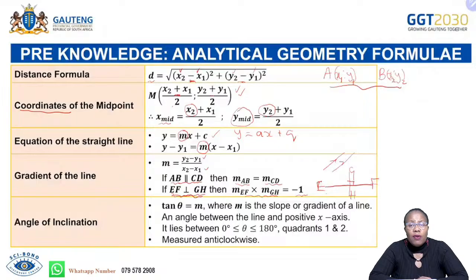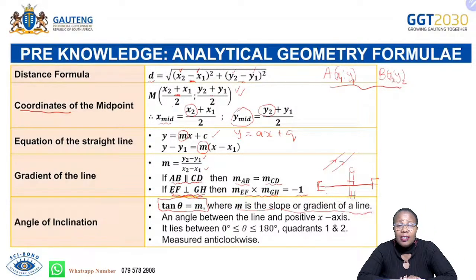And then we have the angle of inclination. For the angle of inclination, we use the equation tan theta equals m, where m is the gradient of the line. Remember, the gradient is the steepness or the slope of a line, depending on whether it's an increasing or a decreasing line.